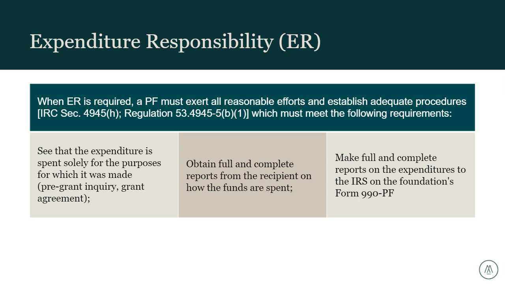And then the next is obtaining full and complete reports from the recipient on how funds are spent. This is generally on an annual basis if the grants are over a couple-year period. And generally, we see these being given within a certain time after the recipient's tax year end. And then full and complete reports need to be disclosed with the Form 990-PF. This is a disclosure where it asks certain information. The support documentation that's obtained from the recipient does not need to be attached to the return, just certain information needs to be included.